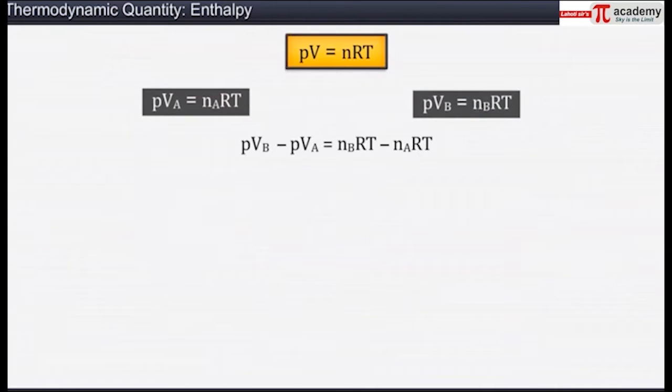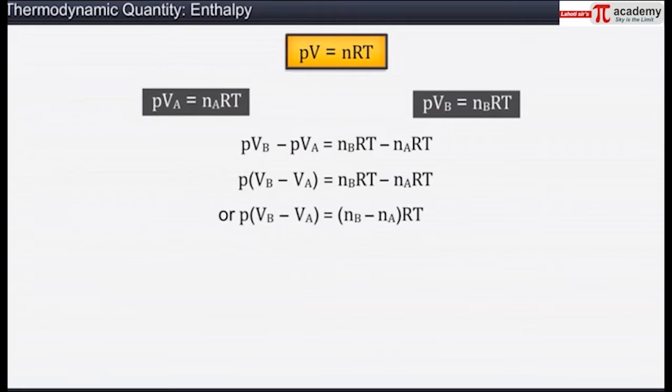Thus, PVB minus PVA equals nBRT minus nART, or P(VB minus VA) is equal to (nB minus nA)RT. That is, pressure P multiplied by change in volume, delta V, equals change in number of moles of gas, delta n, times RT. Note that delta n is the number of moles of gaseous products minus number of moles of gaseous reactants.